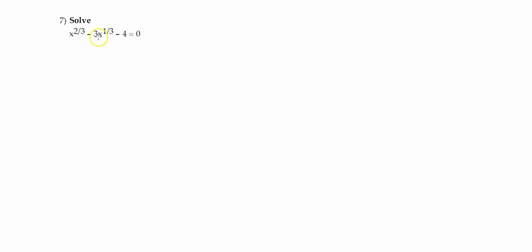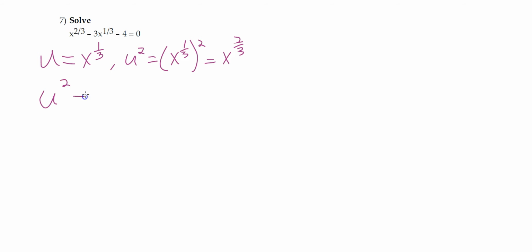The middle variable is always what I try a u substitution with. U equals x to the 1/3. To verify this, I work out u squared. Now x to the 1/3 squared is x to the 2/3. That should represent our first variable, which it does. Perfect. So this is u squared minus 3u minus 4 equals 0.